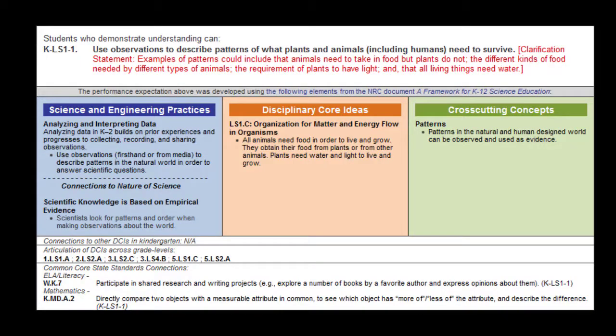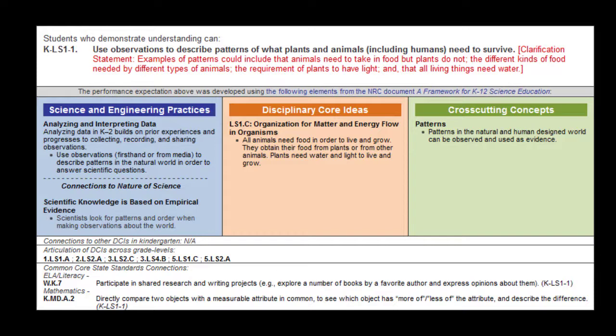Hello, my kinder colleagues. We're here to look at the only life science PE for kindergarten, K-LS1-1. Again, because we are in the K-2 grade span progression, we are dealing with foundational learning. In other words, building a solid foundation upon which to build as our kiddos progress on through the 12th grade.